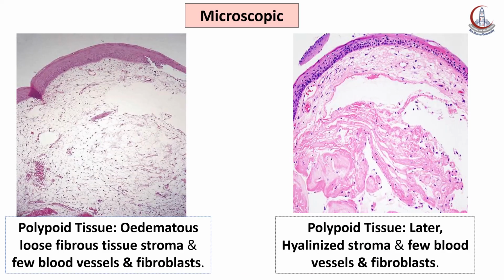The microscopic picture shows the covering epithelium and the underlying stroma. This stroma is edematous, loose, fibrous stroma with scattered blood vessels. Later on, the stroma becomes hyalinized like this.